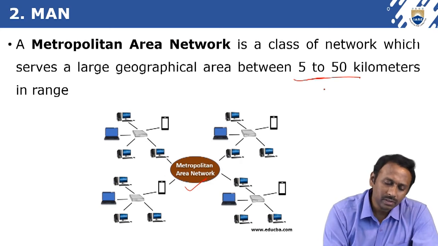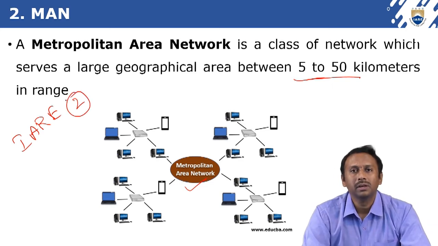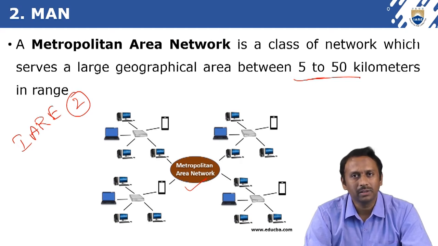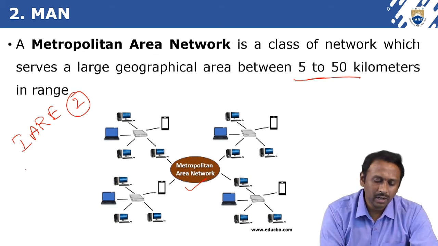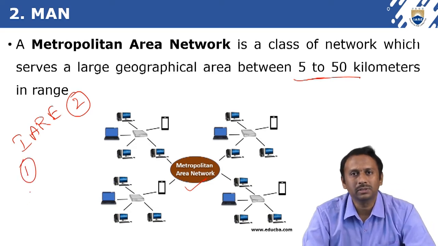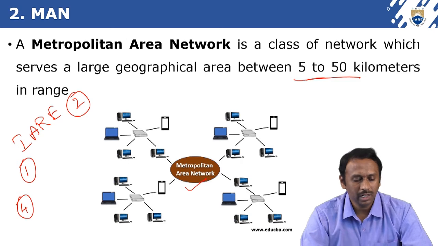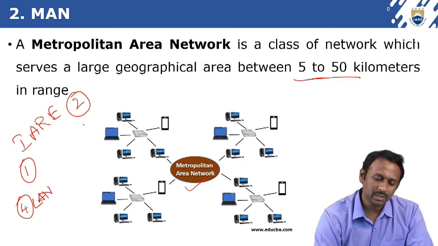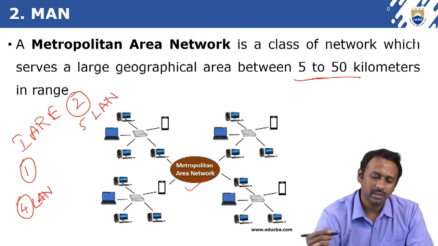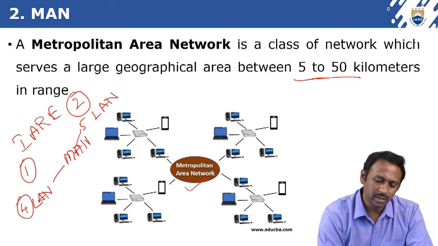So for example, assume that the Institute of Aeronautical Engineering has two branches in the city of Hyderabad. Both are educational institutions. Assume that the first branch has four LANs interconnected. In the second branch there are five LANs, and these two branches are interconnected with a metropolitan area network.